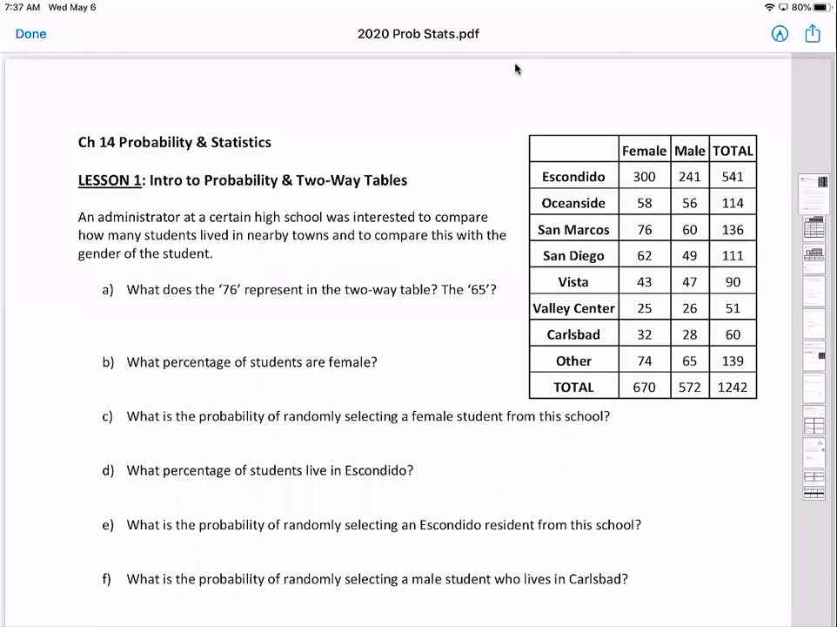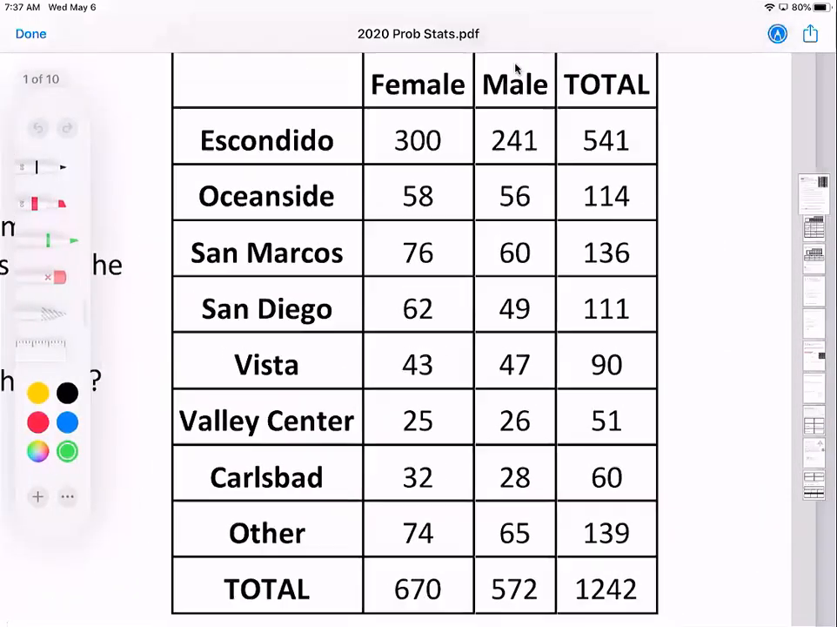This is our new unit. I'm going to do a couple lessons on probability and statistics, two things very close to my heart. So in this first lesson, we'll talk about the basic idea of probability and what are called two-way tables. So I have a two-way table right here.